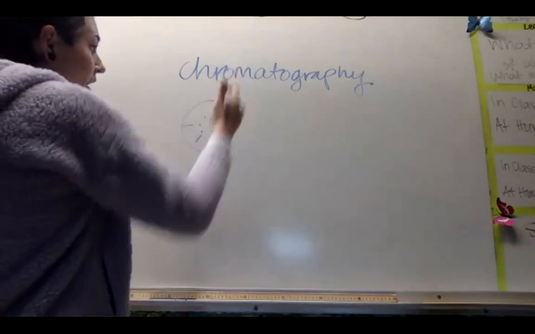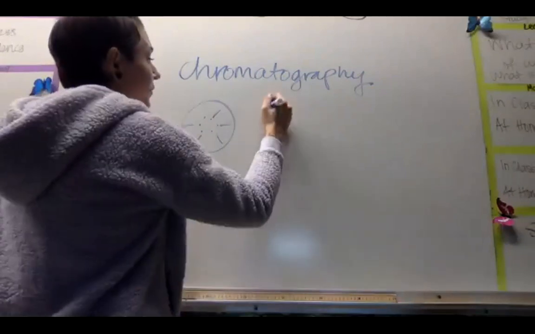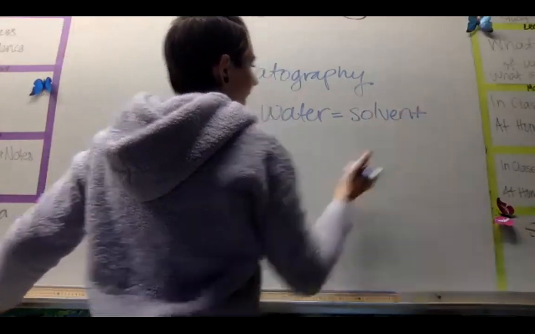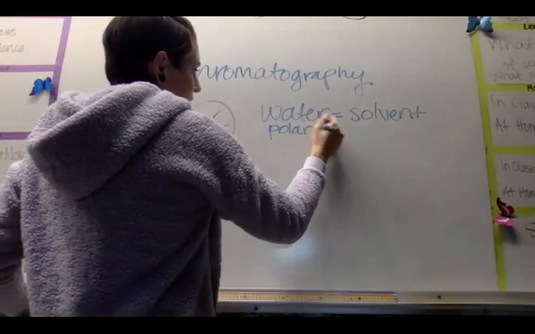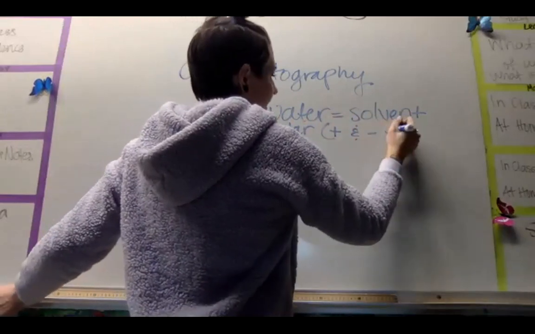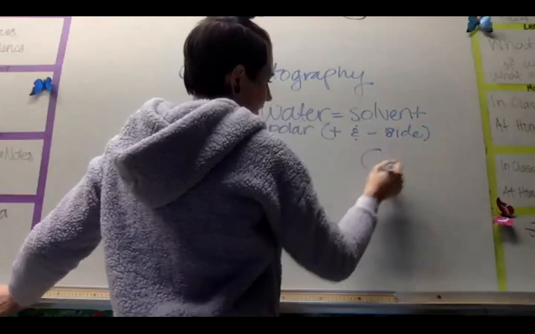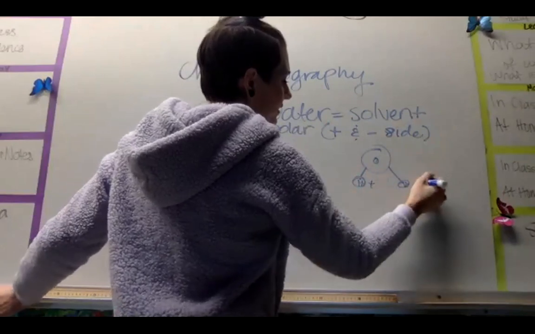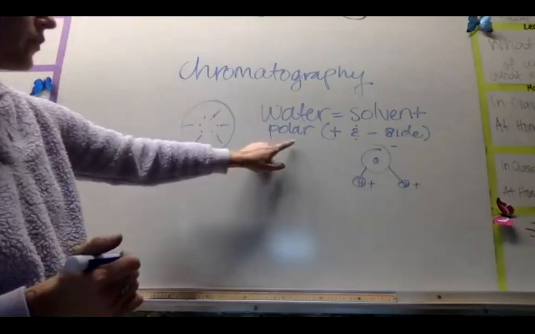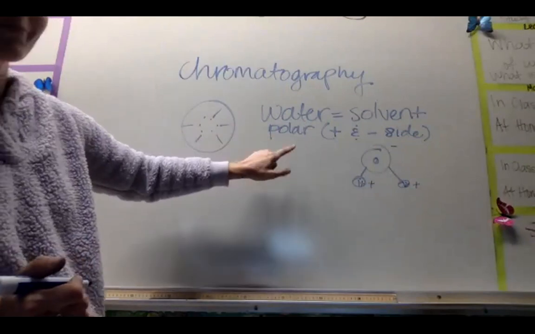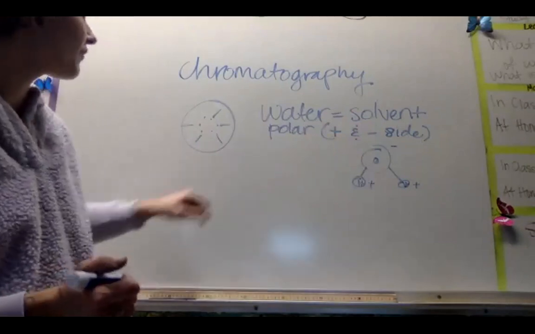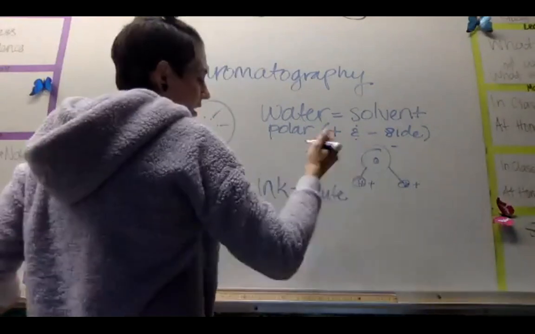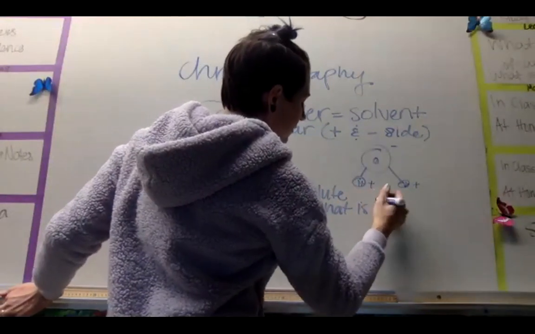So chromatography uses the one that we did in class, water as our solvent, and water is polar, which means that there's a positive and a negative side. So if you looked at the molecule, here's oxygen, here's your 2 hydrogens. The hydrogens are positive and the oxygen is negative. And so remember, the polarity of water is really good at dissolving things. So water is our solvent, and then our ink is our solute. It's just what's being dissolved.